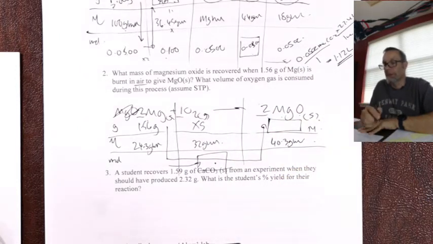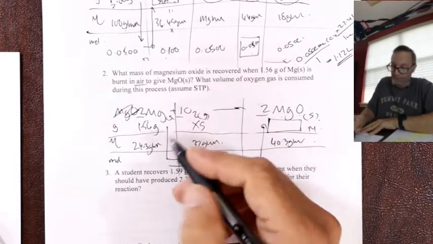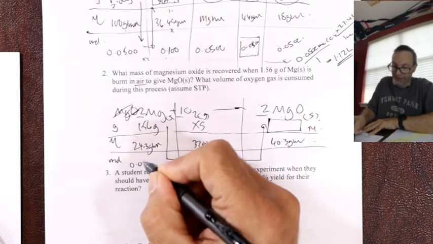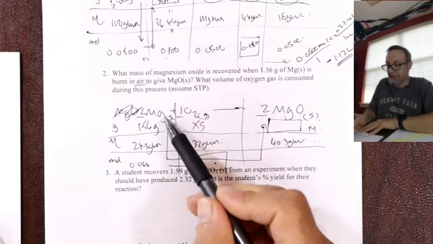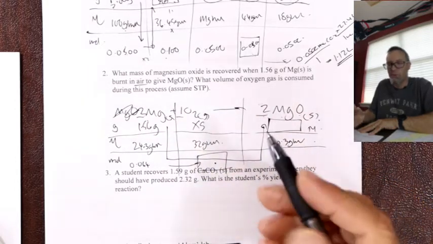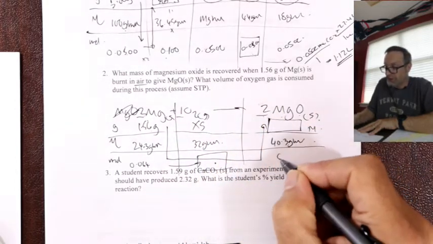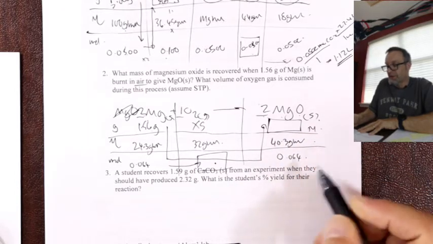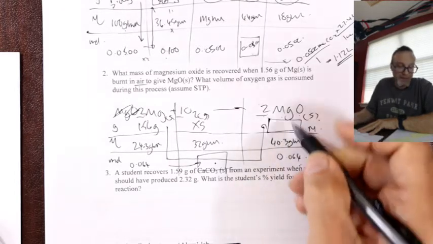Fair enough. Divide to go down. 0.06 4 moles of magnesium. Hey, 2 makes 2. That's the same number, right? So what do I do? I multiply by 1. It's the same number, right? So I make 0.064 moles here. Multiply to go up.